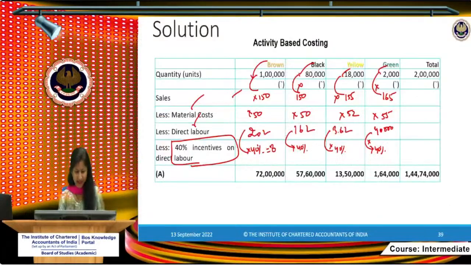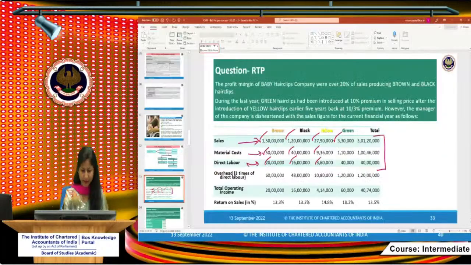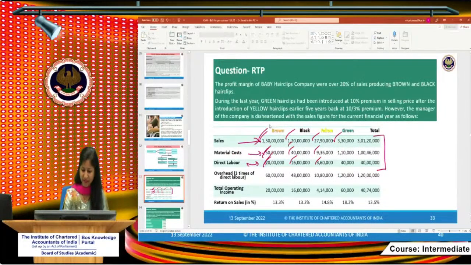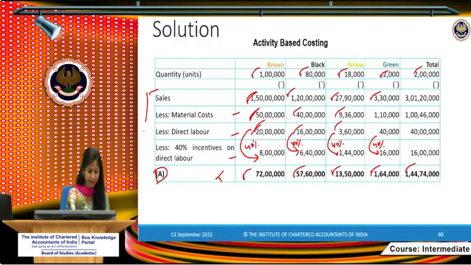These figures we have put from here: sales figure, material figure, direct labor, 150, 50, 20. All the simultaneous figures we have put from the question only. Then the incentive portion, which was given as 40% on direct and indirect labor. Indirect labor we had already treated. Now the remaining 40% on the direct labor we would be treating here only. 40% of direct labor, 20 lakh into 40%, 8 lakh.